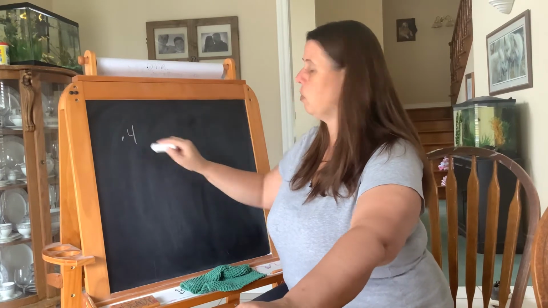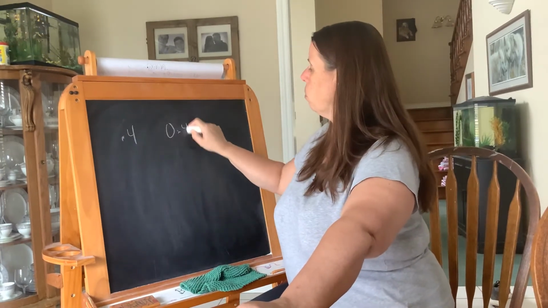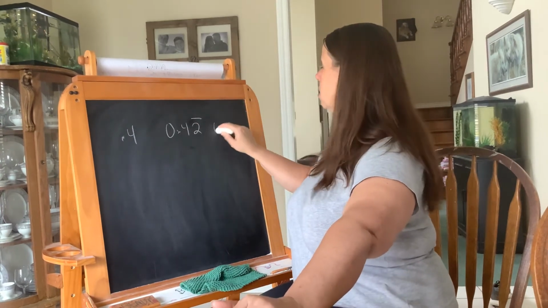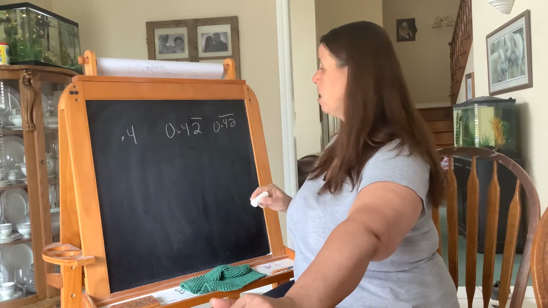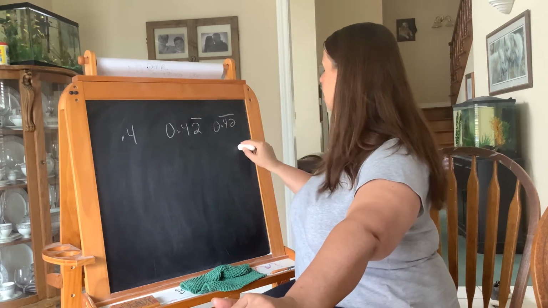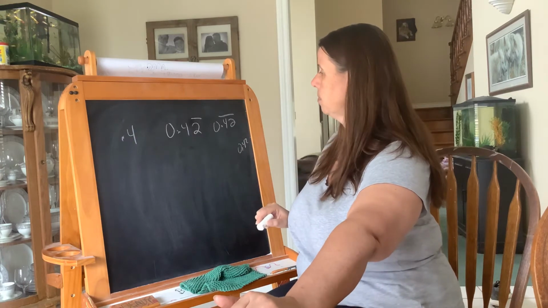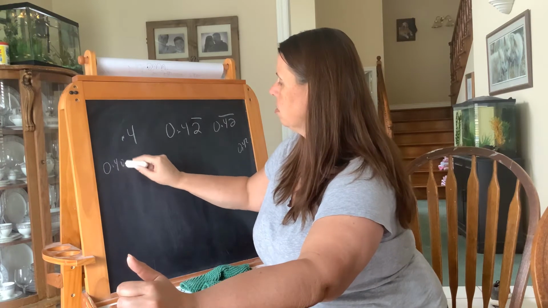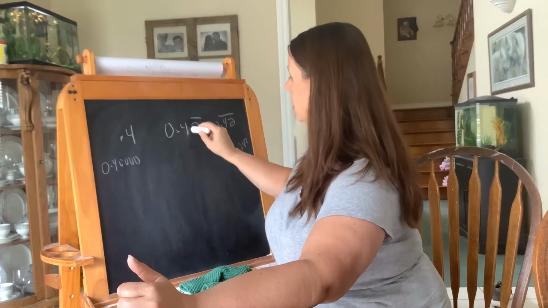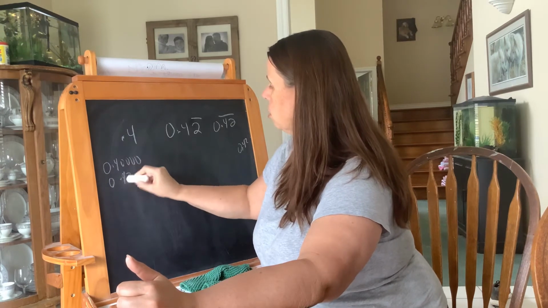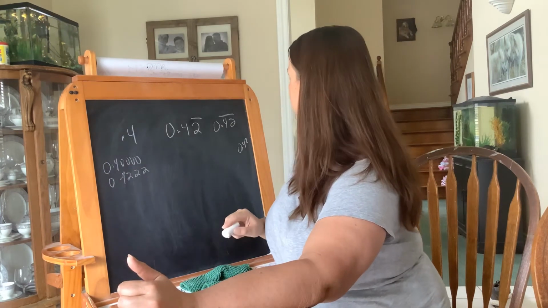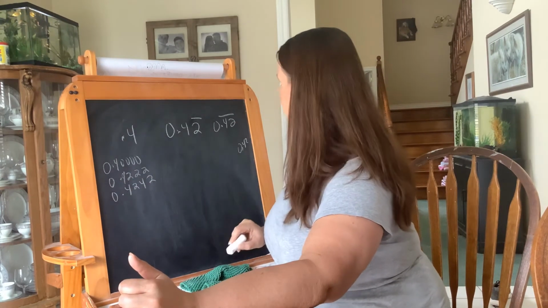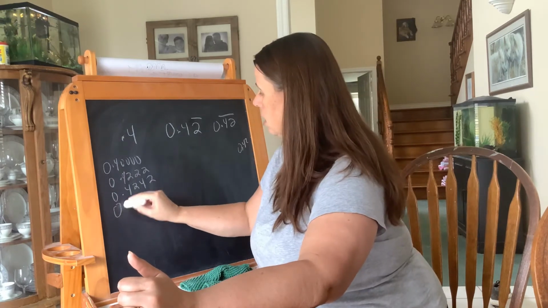So you've got 0.42 with the 2 repeating, 0.42 with both repeating, and 0.42 on its own. Okay, so this is actually 0.4000, right? This is 0.4222, okay? This is 0.4242, and this is just 0.42.